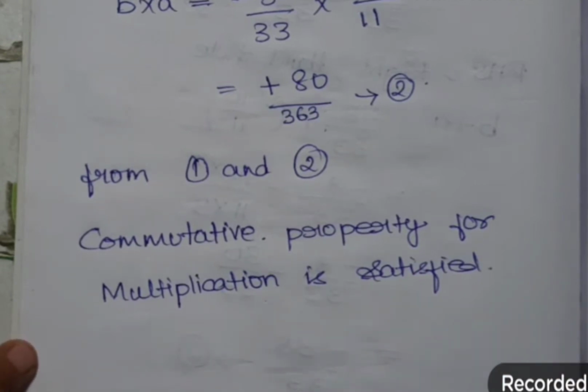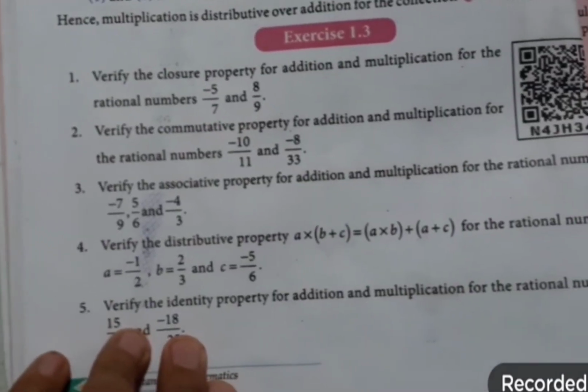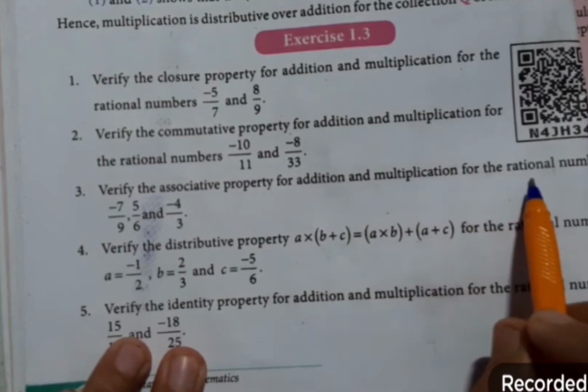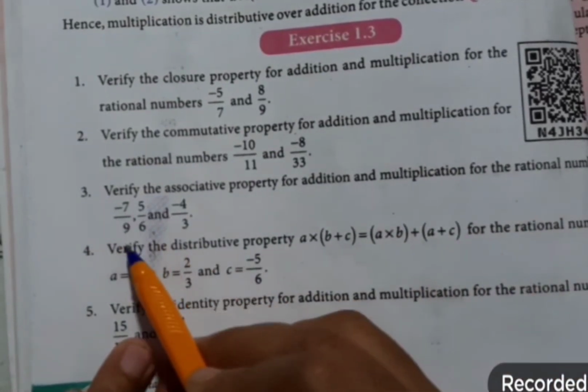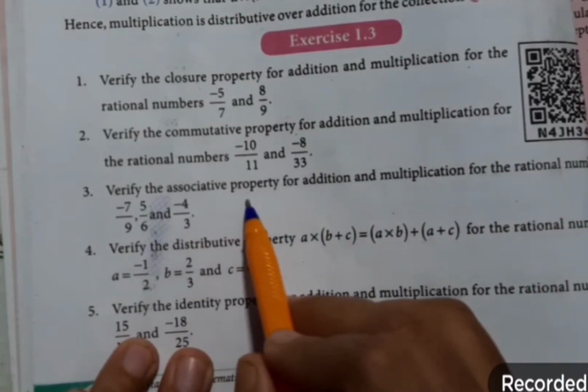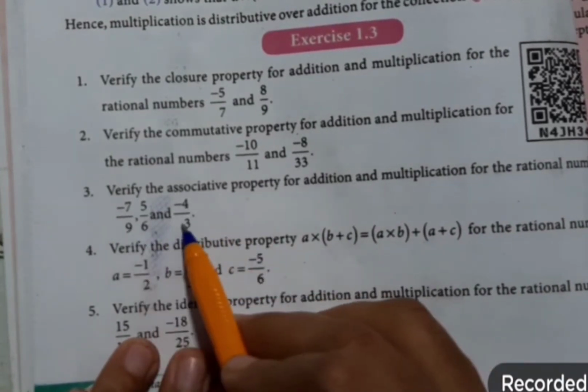Addition as well as multiplication, both we have to do here. Okay, third one we will see now. Third one: verify the associative properties for addition and multiplication for the rational numbers minus 7 by 9, 5 by 6, and minus 4 by 3. Associative properties means what? We will see now.